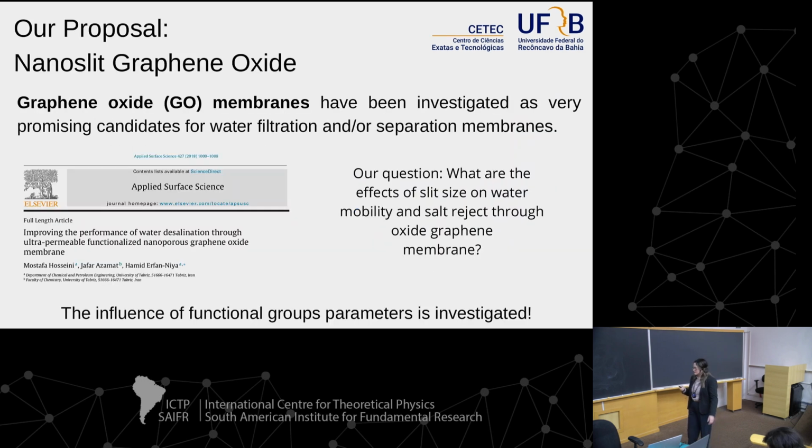What is our proposal? Graphene oxide membranes have been investigated as very promising candidates for water filtration and separation membranes. Here we have one work about this, but in this work, nanoporous graphene oxide is used. And our proposal is nano-slit graphene oxide. Our question: what are the effects of slit size on water mobility and salt rejection in graphene oxide membranes? The influence of functional group parameters is also investigated in this case.